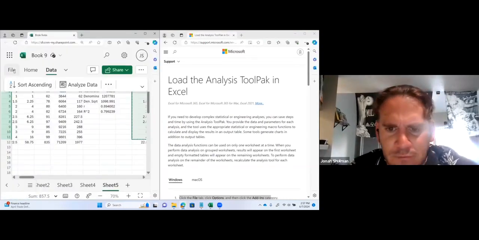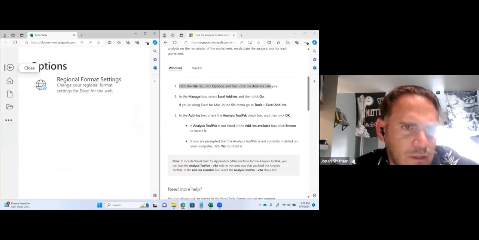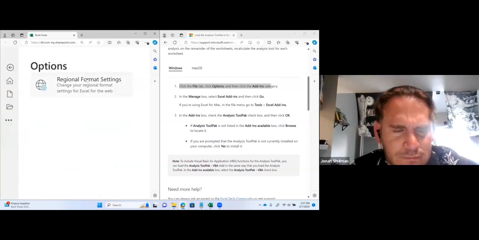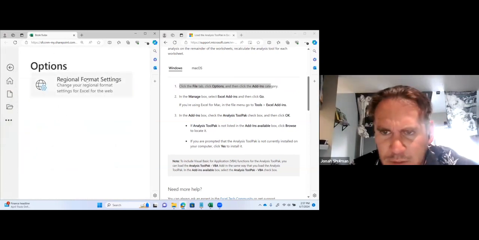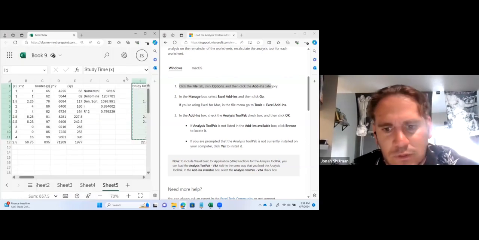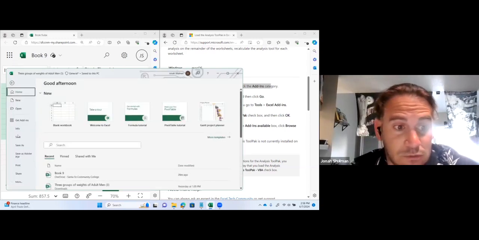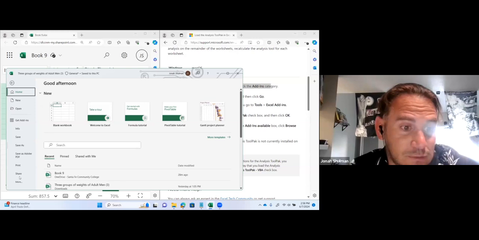So here we go. Click the file. Click the options. And then click the add-ins category. It doesn't have it. So you actually have to download the regular Excel to do it. I'm sorry. My bad. It didn't exist. We saw it there.